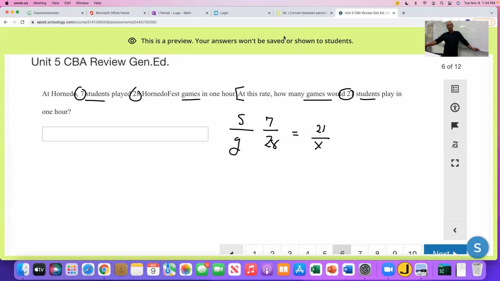Notice how I set this up, ladies and gentlemen. 2 ways of doing this. You can cross multiply and then divide by the number next to the letter. Or you can ask yourself, 7 times what is 21? And use that same scale factor to find out the answer. Either way, you would get the same answer.